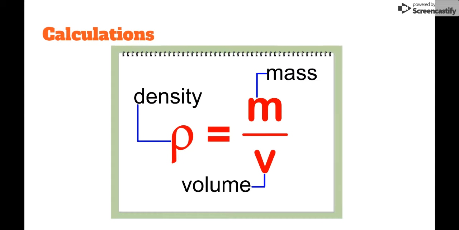Density equals mass over volume. Mass is measured in grams. Volume is measured in millimeters. Density is therefore measured in grams per millimeter.